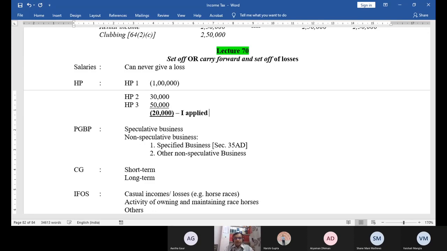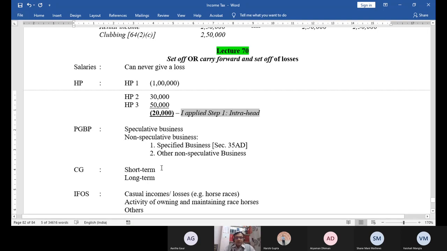I applied which step? Step 1 of adjustment, and step 1 is known as intra-head. First of all, you apply the negative and positive within the same head. Still, if negative remains, then you search for other heads. That is known as my step 2, which is inter-head adjustment.